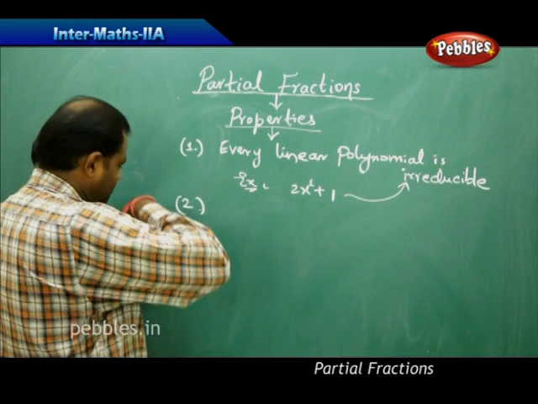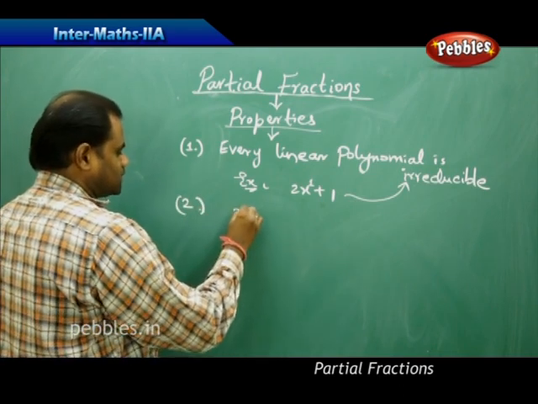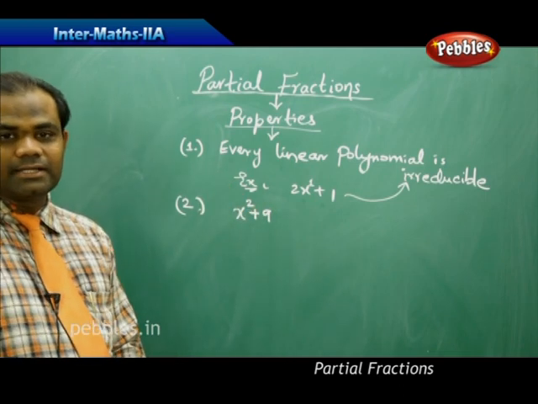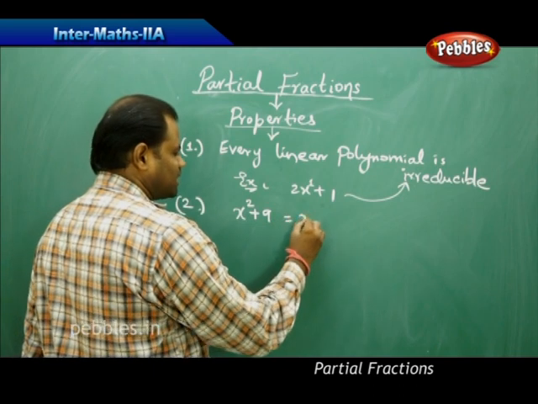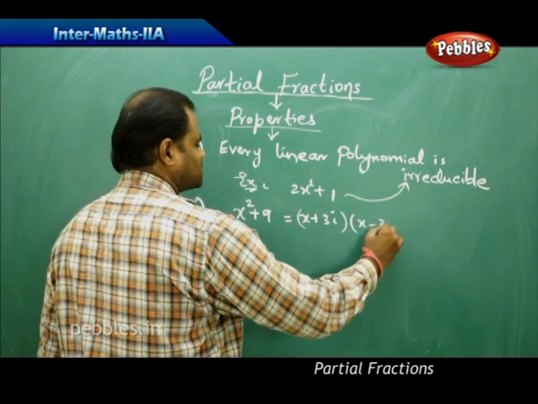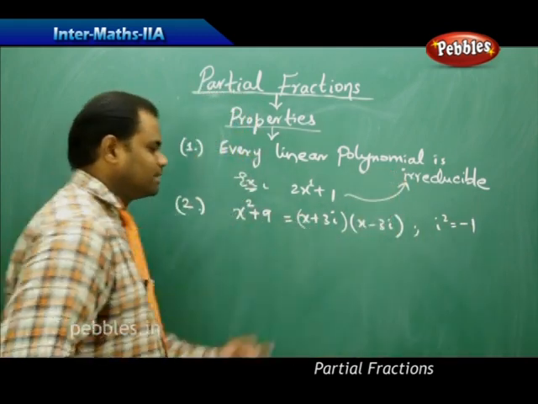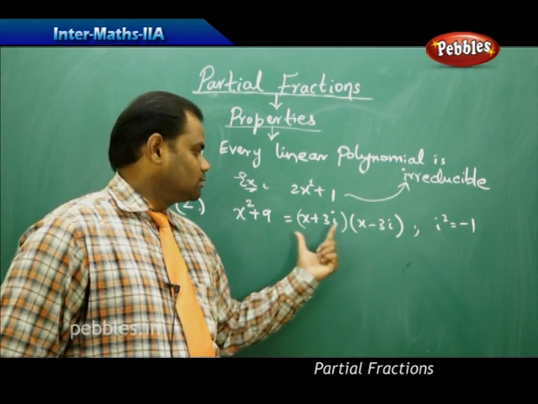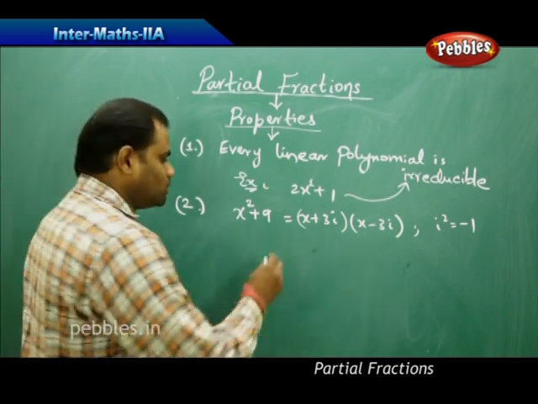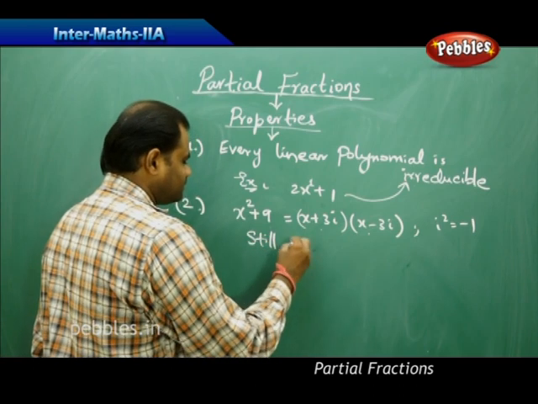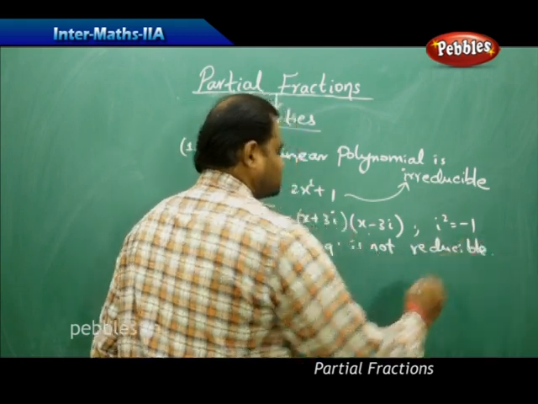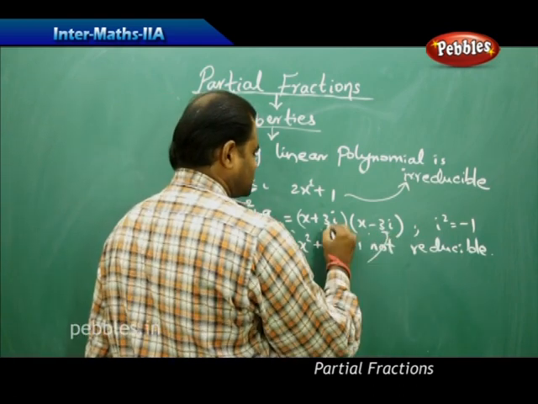Now secondly, I have the property which says that if I have, say, x squared plus 9, then I say that this is irreducible. But if I write this as x plus 3i into x minus 3i, with i squared equals minus 1, then this is reducible to the product of two different complex polynomials. But a polynomial is defined to have real coefficients. Though this can be expressed like this, still x squared plus 9 is not reducible because these are complex numbers.